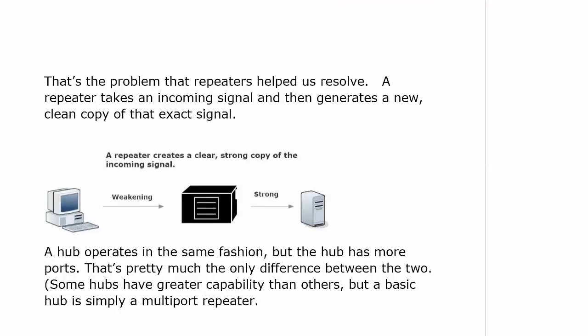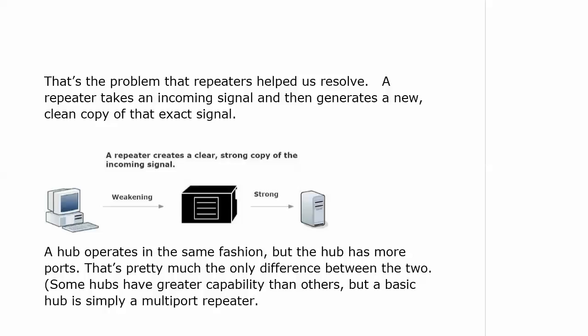That's the problem that repeaters helped us resolve, because a repeater takes an incoming signal and then generates a new clean copy of that exact signal. That's all a repeater does. Now, a hub really operates in the same fashion, but the hub has more ports. That's really the only major difference between the two. A hub is a multi-port repeater. Now, some of you may be saying, well, I've worked with smart hubs that can do a little bit more than that. That is true, but a basic hub is simply a multi-port repeater.